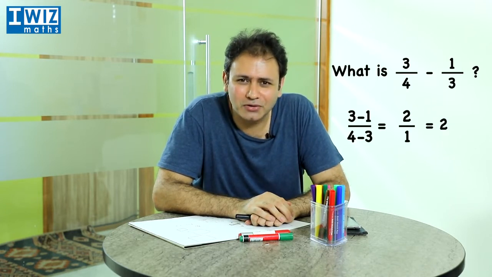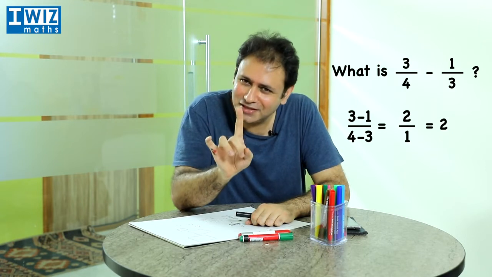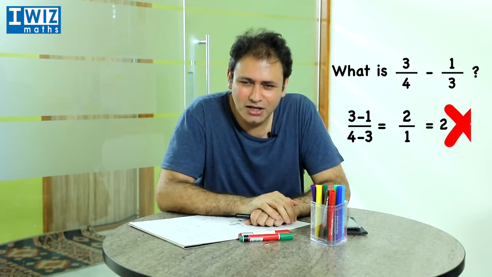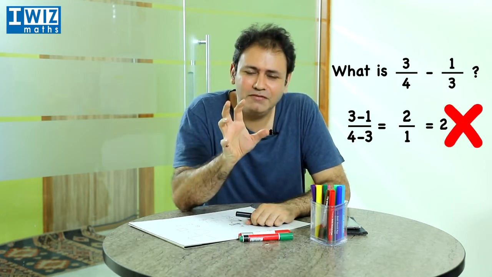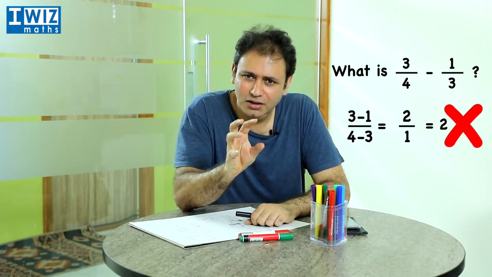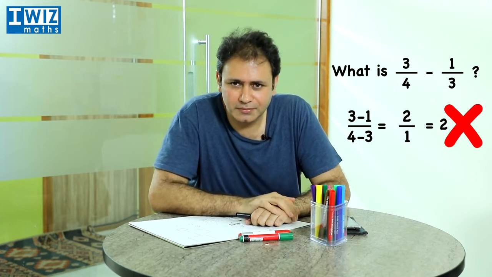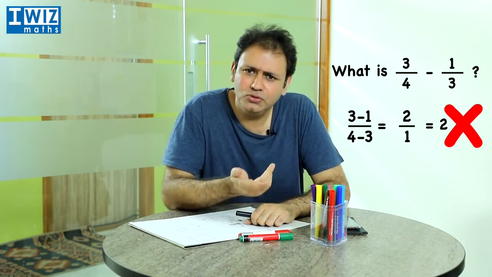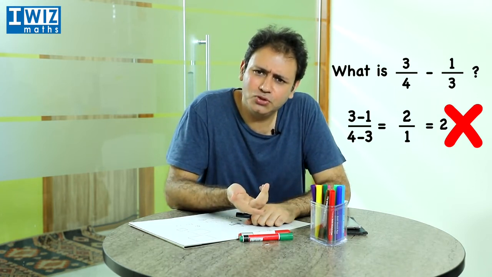And then you say, hang on. Let's look at the conceptual mistake made here. You had a whole, and we were only looking at 3/4 of that. And from there, we took out 1/3. How did you end up being left with 2 units after that?